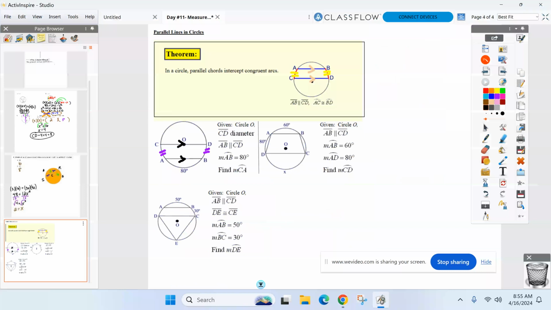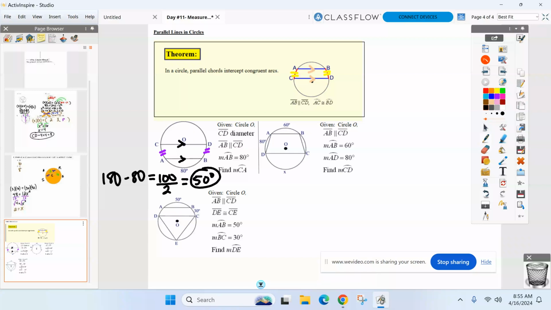Hint, hint. These 3 arcs right here. 180, right? Because it's a semicircle. Great job. So we're doing 180 minus the 80 we were given. That gives me 100. And now I can divide that by 2 because they're congruent. So that arc's going to be 50 degrees. Two chords are parallel. Parallel chords imply congruent arcs.